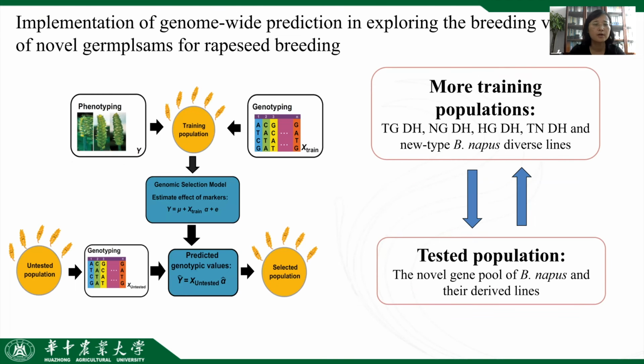So next, to improve the prediction accuracy and also implement this prediction in the breeding cycle, we use more training populations with the same or similar genetic backgrounds and also the QTL mapping populations, including their derived lines, for the test of the new type lines from the novel gene pool and their derived lines. And at the same time, after they are tested, they will go back to the training populations. So this work is still on the way.